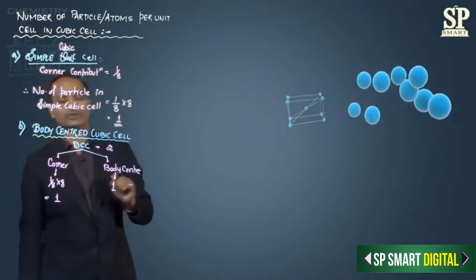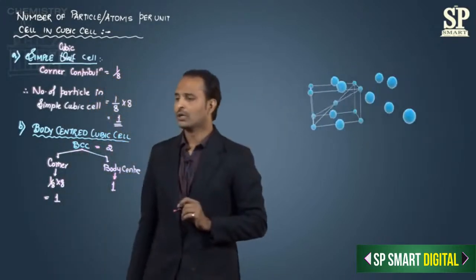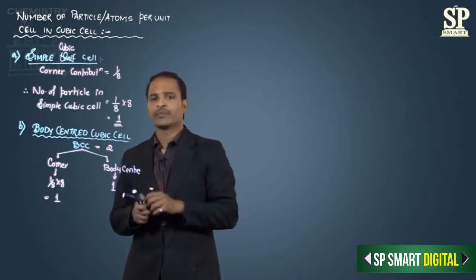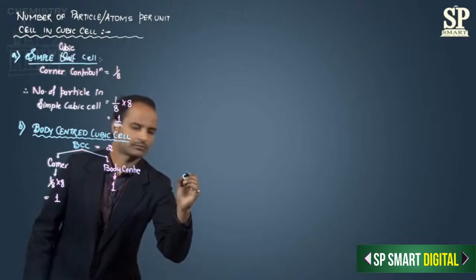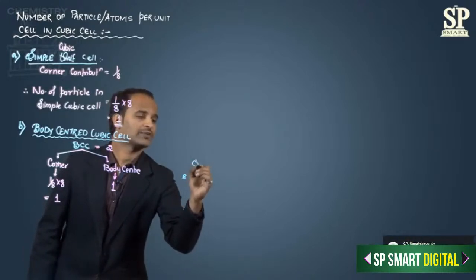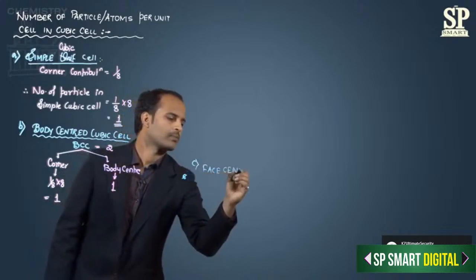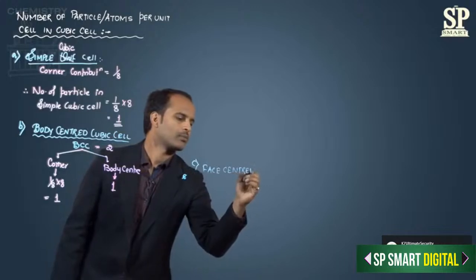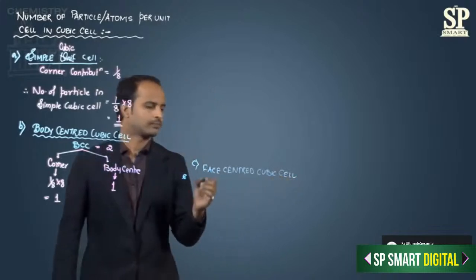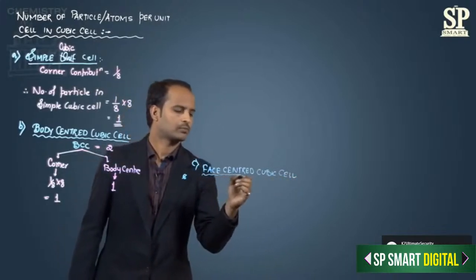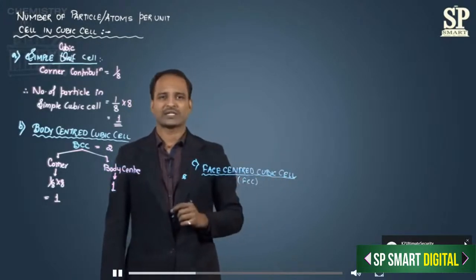So a simple unit cell has only 1 particle, while the BCC, that is the body-centered cubic cell, has 2 particles, one from the corner and one from the body center. Then the third one which we have is face centered, the face-centered cubic cell, which is also known as the FCC unit cell.